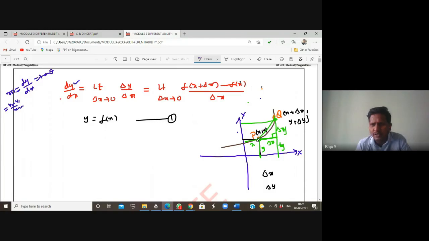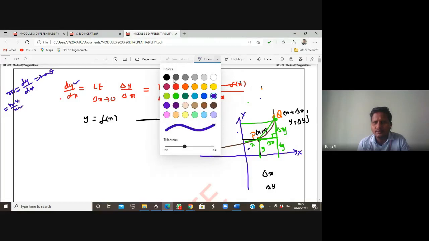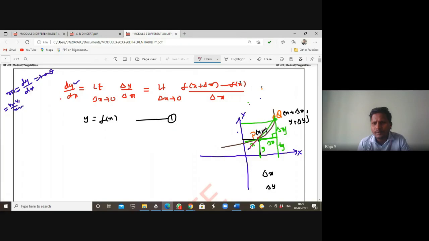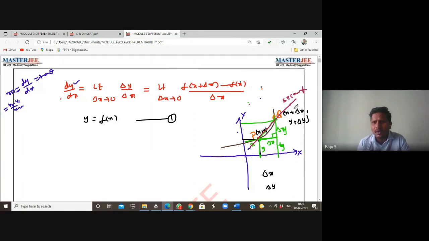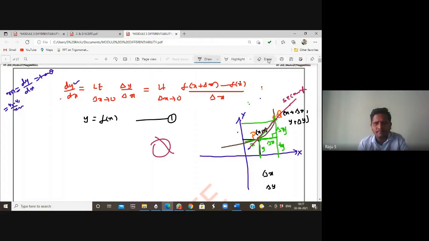So when I join these 2 points, what are the 2 points? P and Q. Look at it. This P and Q. What about this secant? We are going to get a secant. Is the secant a tangent to the given curve? For example, circle. Is this a tangent or secant? The line? Yes, secant. So dy by dx exists only for a tangent.